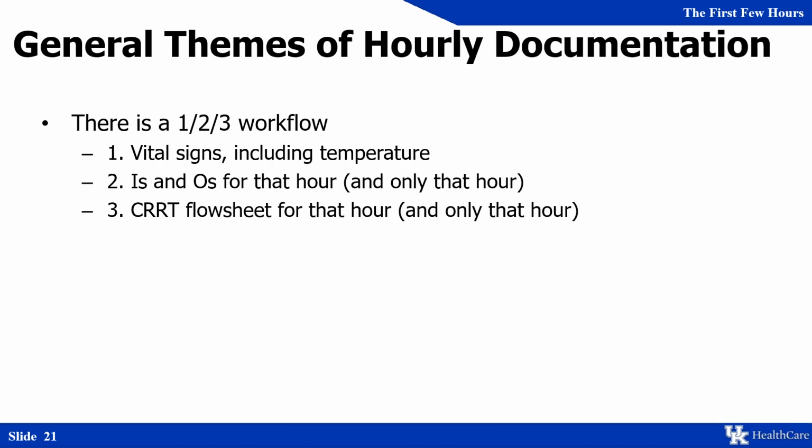So do your vital signs, including your temperature, your I's and O's for that hour and only that hour, and then your CRRT flow sheet for that hour, and again, only that hour. It's really important not to chart the I's and O's for multiple hours and then try to do CRRT for each individual hour, because the way the flow sheet works is it looks back to the most recently documented time column in the I's and O's flow sheet.